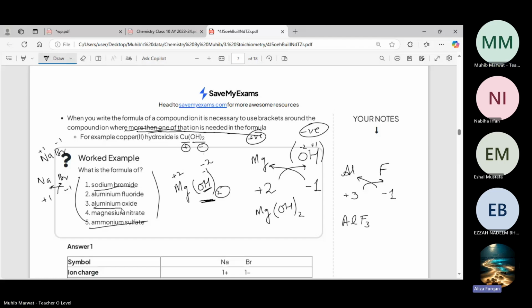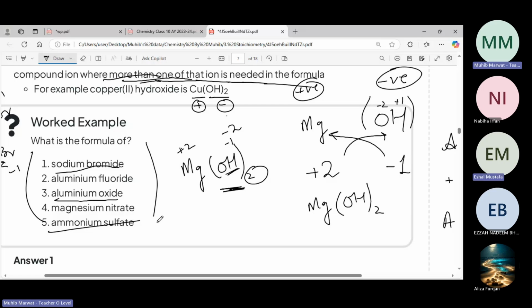Again, aluminium oxide. Al2O3. Al2O3. Let me check. Ishal, magnesium nitrate. Are you here with us, Ishal? Mg(NO3) twice. Shabash. Mg(NO3) twice.